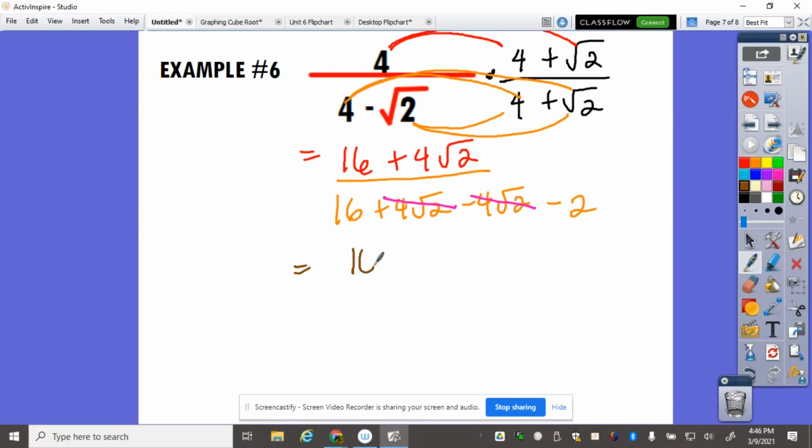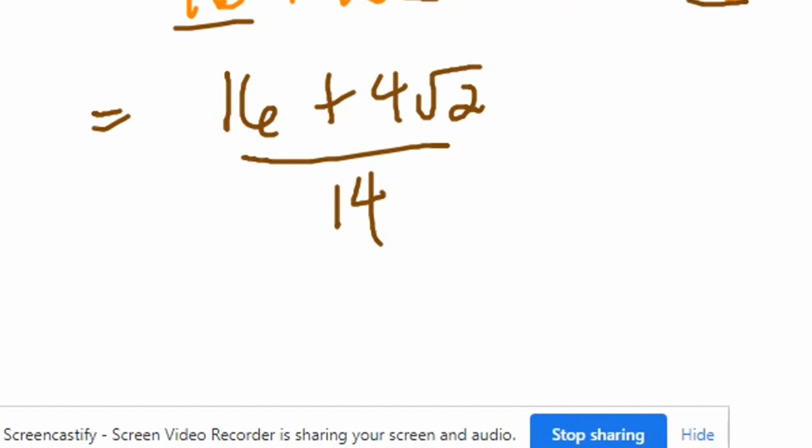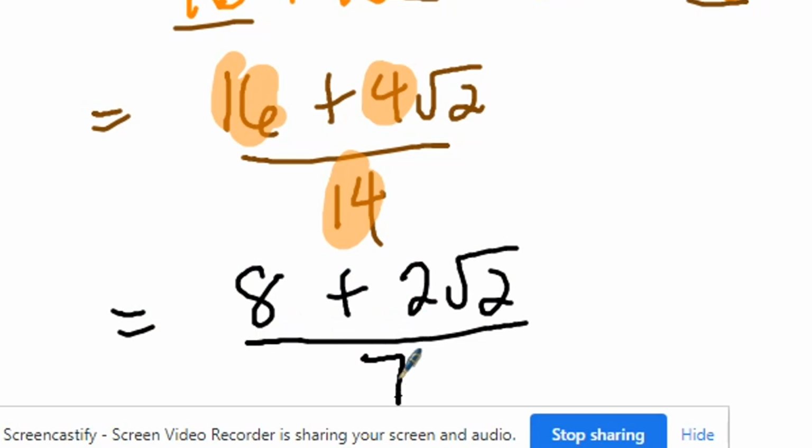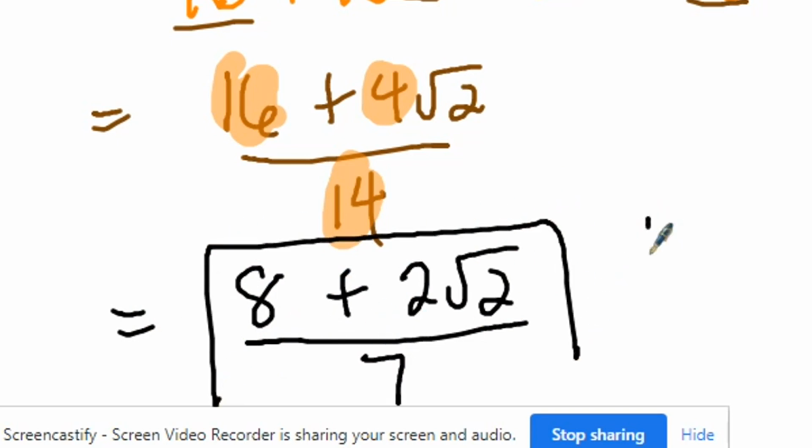So this will give you now 16 plus 4 square root of 2. This cancels out, so 16 minus 2 is going to be 14. And again, look at the triangle here: 16, 4, and 14. All of them are divisible by 2. So the answer is 8 plus 2 square root of 2 over 7. And that's the answer. Kaboom.